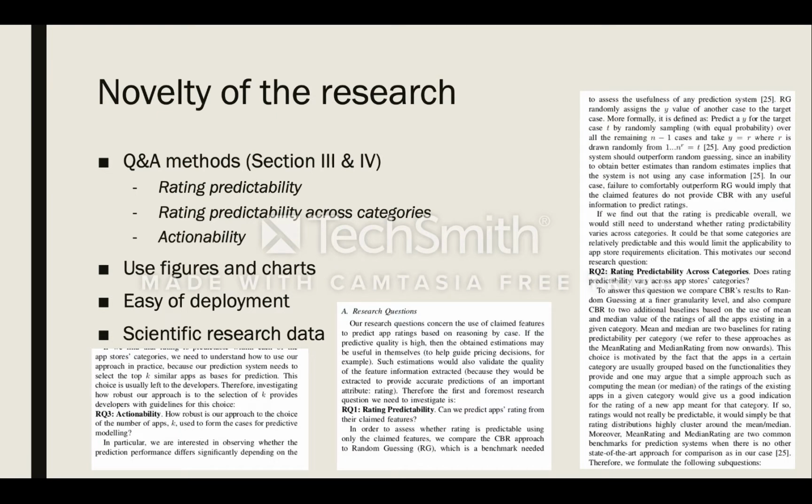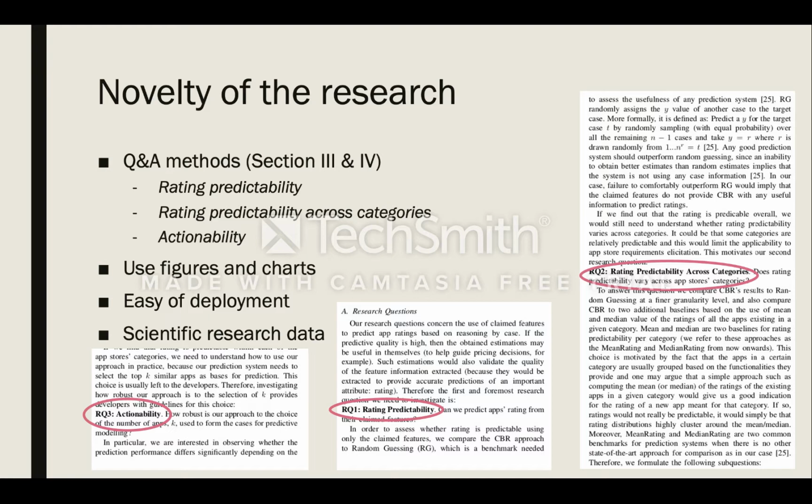Here I wanted to talk about the novelties in this research paper. First of all, as a reader, I really like the way they address their design process and result of their study. They used Q&A methods in section 3 and 4. They brought up problem-related questions in section 3 and answered them in section 4 respectively. For example, in section 3, they asked a few questions, such as, can we predict the app's rating from their claimed features? Does rating predictability vary across app stores categories? And how robust is their approach to the choice of the number of K used to form the cases for predictive modeling?